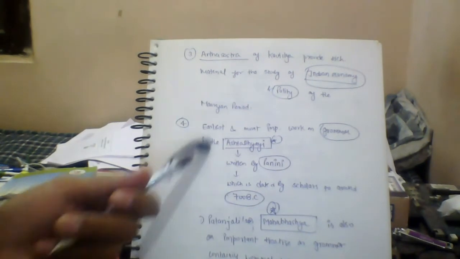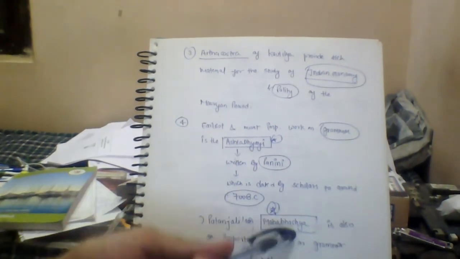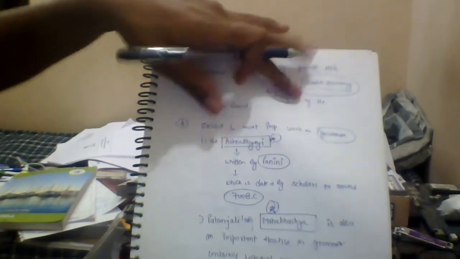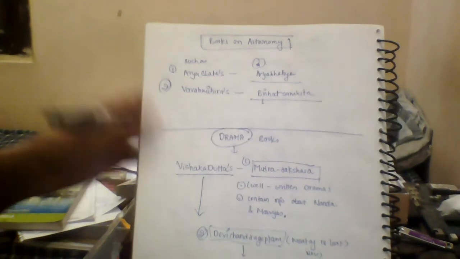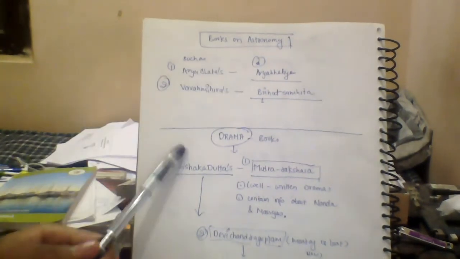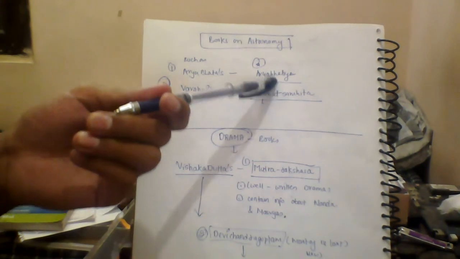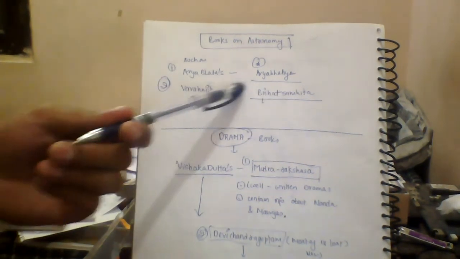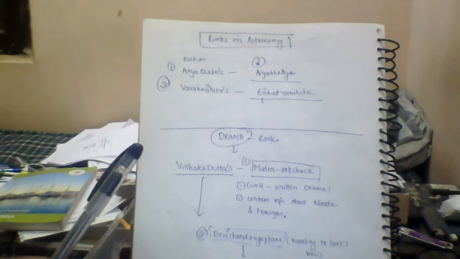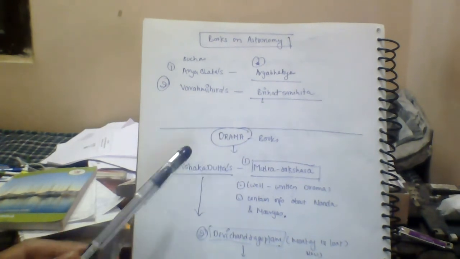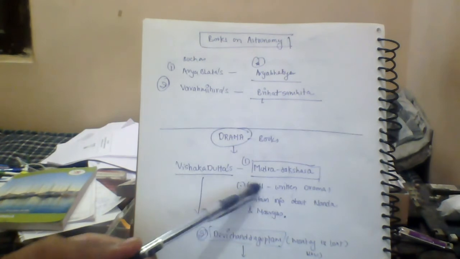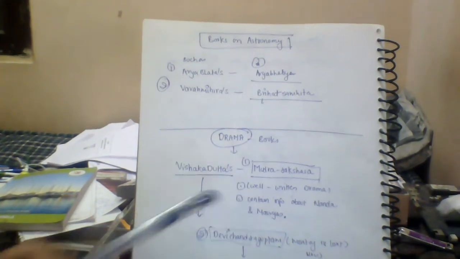This is also a very important question asked in UPSC: who wrote the Ashtadhyayi and what was its basis. Also, Patanjali wrote the Mahabhashya, which is also an important source of grammar. Then moving to the next, books based on astronomy, such as Varahamihira's Brihat Samhita. This is also very important, you have to understand that. Then there are drama books, like Vishakhadatta's Mudrarakshasa.